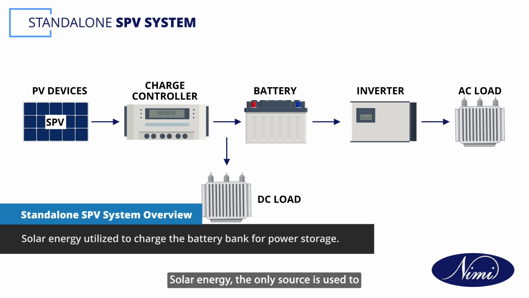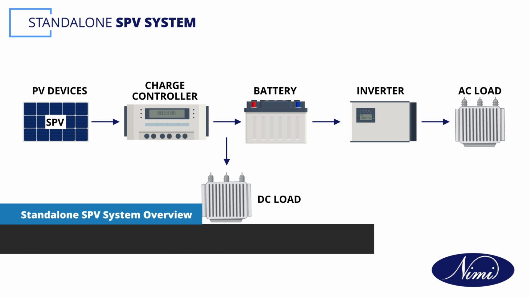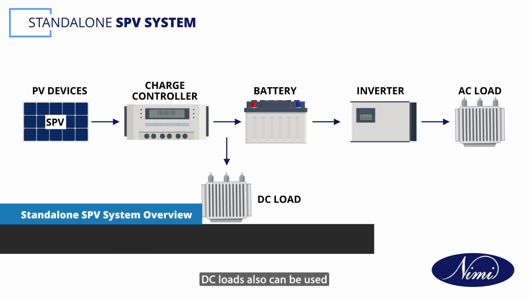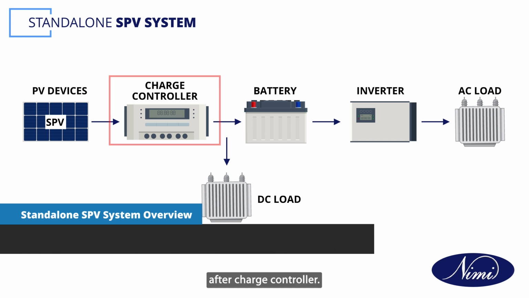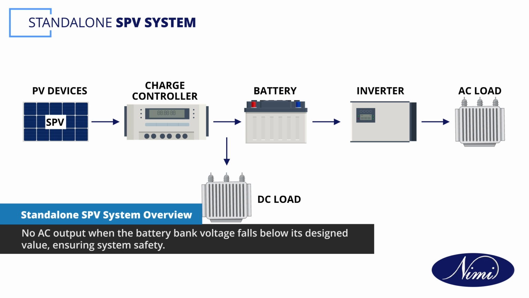Solar energy, the only source, is used to charge the battery bank and for daylighting. During night, battery provides the energy input to inverter. Loads are normal AC loads and can be any. DC loads also can be used after charge controller. No AC output when battery bank voltage goes below its designed value.